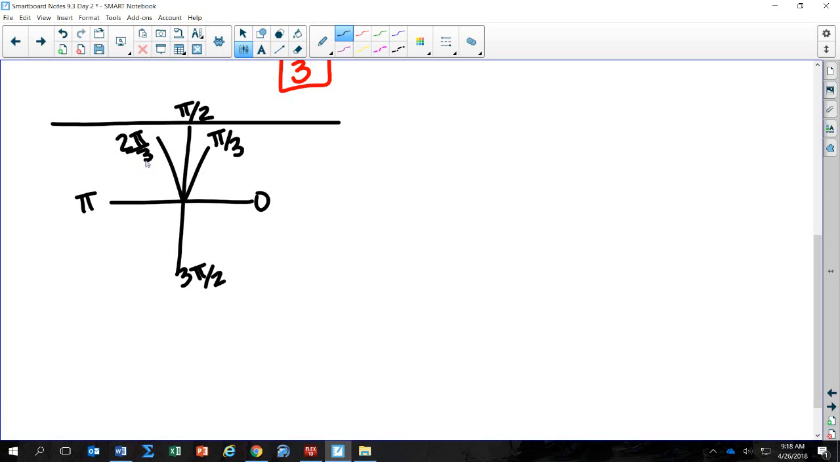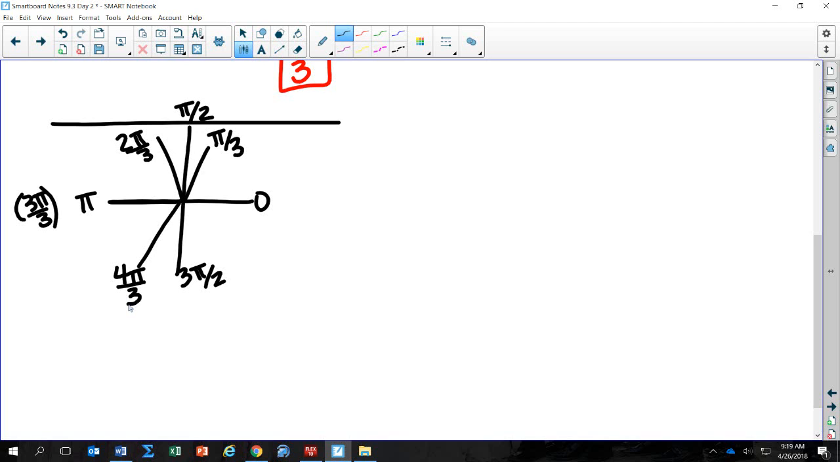What's 3 pi over 3? It's pi, right? Another word for that is 3 pi over 3. So here's my 3 pi over 3. Another chunk would be 4 pi over 3. Probably going to be down here. Let's check and just make sure that 4/3 is less than 3/2. 4/3 is 1.3. And 3/2 is 1.5. Okay, so 1.3 is less than 1.5.